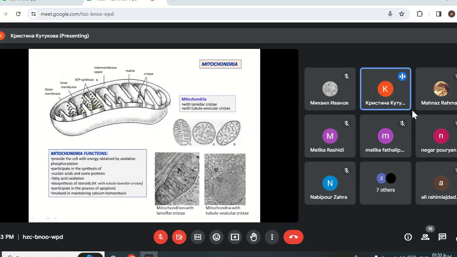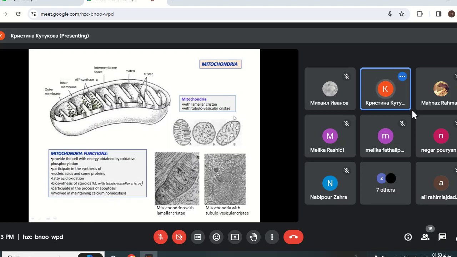Inside these cristae, the ATP synthase is inserted. These mushroom-looking molecules are the molecules which produce ATP. So it makes it easy to see that the major function of mitochondria is producing ATP for the cell.